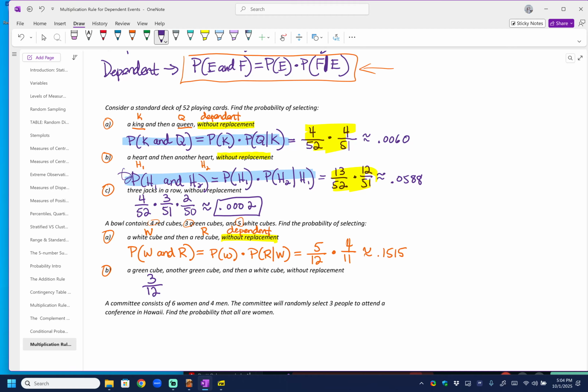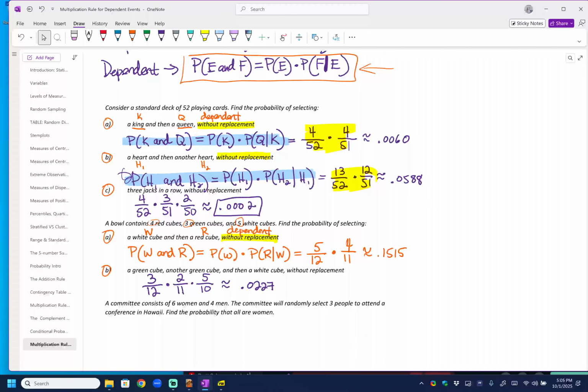Then we take that green cube, we put it in our pocket, and we go to reach in the bowl again. There's only 11 cubes in there now, and there's only 2 green because there's 1 in your pocket. Now there's 2 in your pocket, so we go to reach in the bowl, and there's 10 cubes left, but we never picked out a white before, so there's still 5 of those in there. If we put this together, we get a probability of 0.0227.